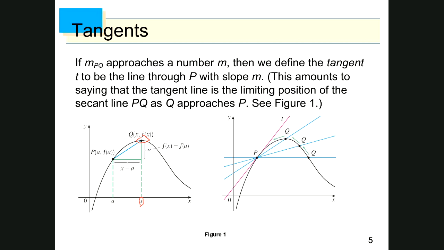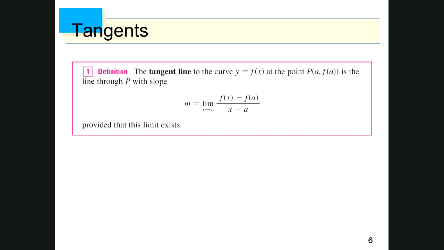So we can define slope now in terms of limits. And that is exactly what we're trying to say. So we see the tangent line to the curve y equals f of x at the point P (A, f of A) is the line through P with slope, so look at the slope now. We say m equals the limit as x tends to A of f of x minus f of A over x minus A. All right. And very important, provided this limit exists. Because if the limit does not exist, it means there's no slope. It's as easy as that.